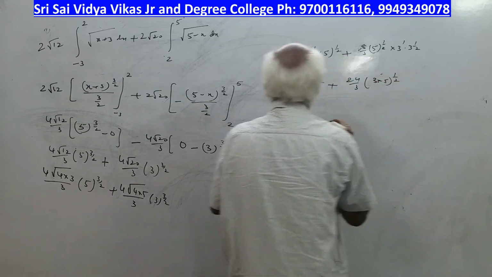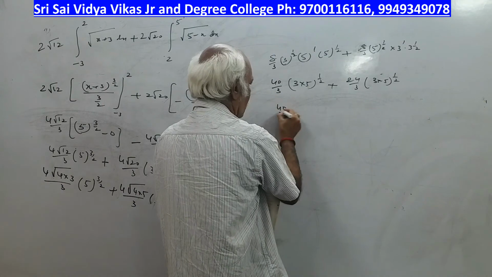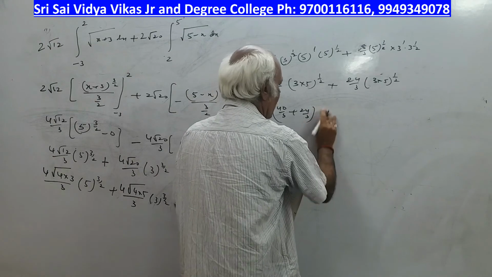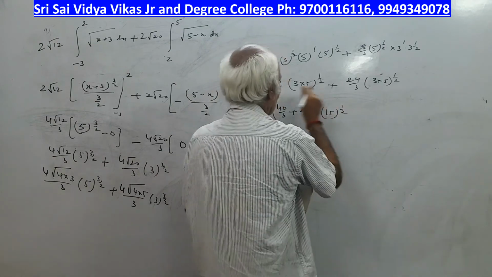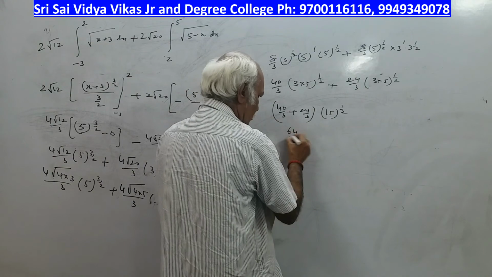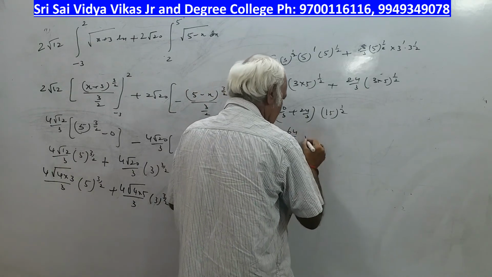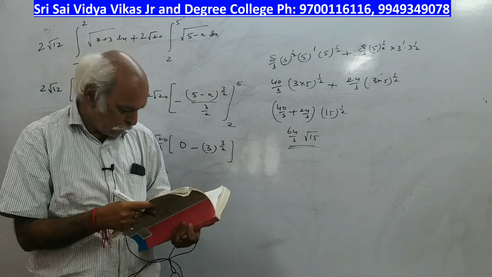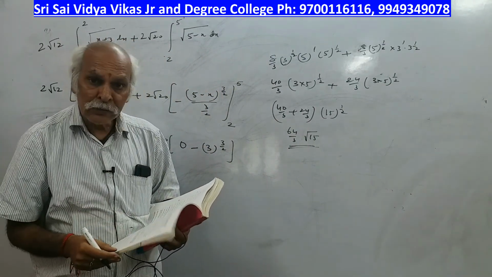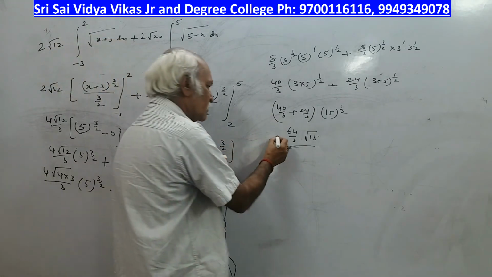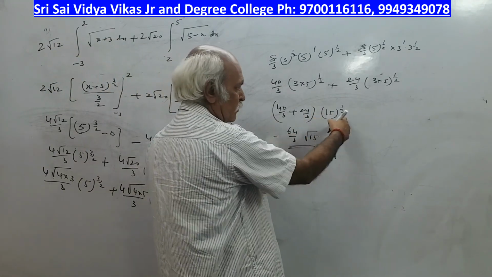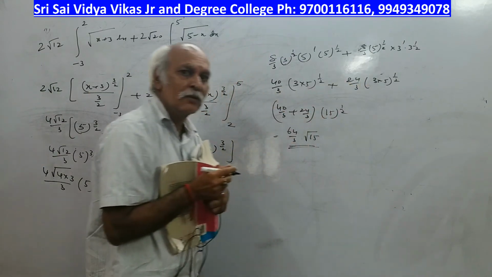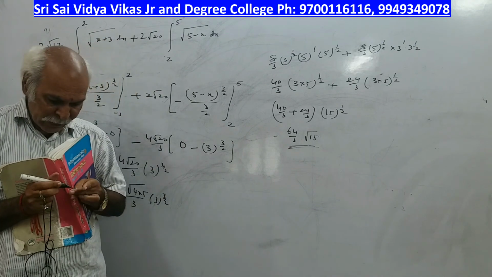So 40 by 3 plus 24 by 3, 15 power 1 by 2. Why? I have taken it common. So this becomes 64 by 3 root 15. Okay. So what is that? 64 by 3 into root 15. So this is the answer. How has this come? 15 means square root of 15, sir, because 3 into 5 is 15 and I have taken this common, this will come. Okay. Now with this definite integration is also over, sir.